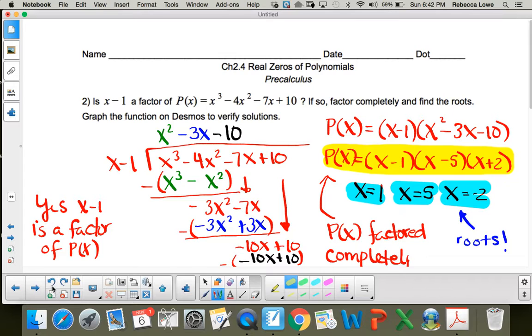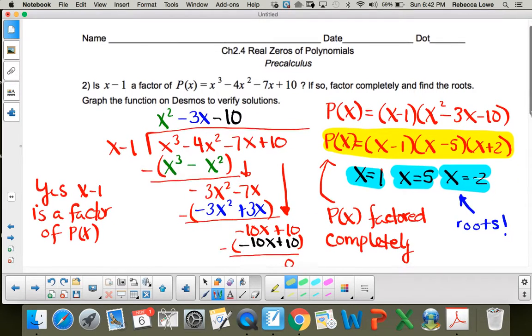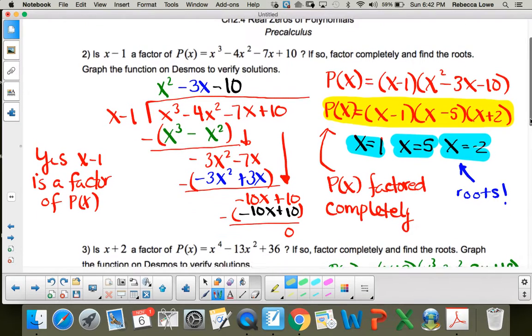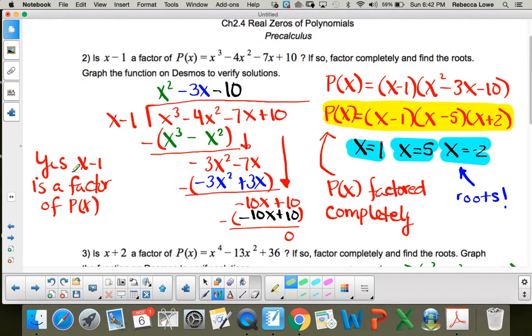Number 2, you were asked to determine if x minus 1 is a factor, and you do that through long division. You get a remainder of 0. So you do find that x minus 1 is a factor of p of x. Then you write it as a product of the linear factor and the quadratic factor right here, but it's not factored completely. The quadratic factor can be factored to x minus 5, x plus 2.